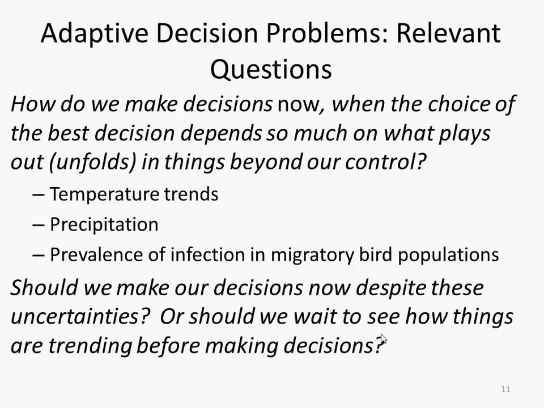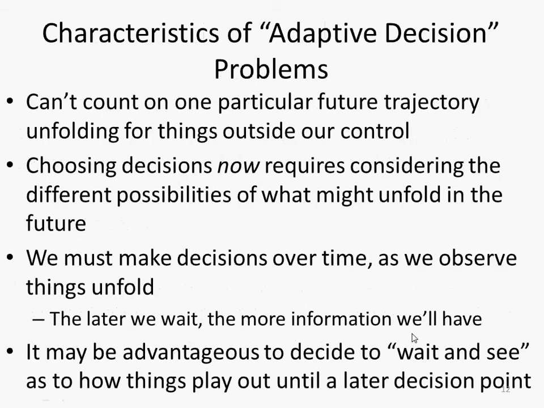And the question here is, how do we make our decisions now despite these uncertainties? Should we wait and see how things are trending before making decisions, or should we choose now and try to head things off? So these adaptive decision problems have certain characteristics. We can't count on one particular future trajectory. Choosing things now requires considering explicitly the many ways in which things might unfold.